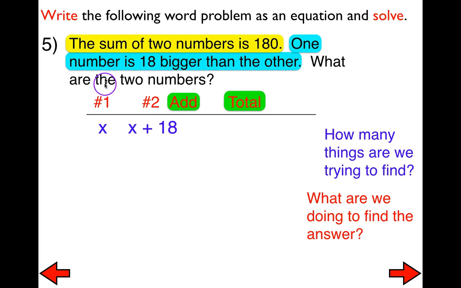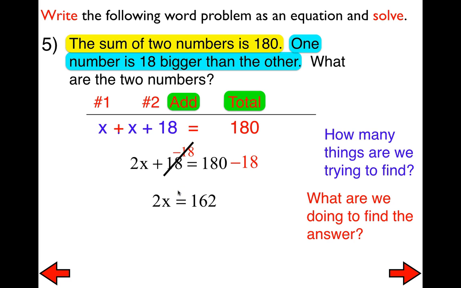Now it says the sum of these two numbers is 180. So if I were to add these two numbers together, it should equal 180. So now I have an equation. I just need to simplify what I have. x plus x is 2x plus 18 equals 180. First, you just got to get rid of your constant, leaving me with 2x equals 162. Get rid of your coefficient by dividing both sides by 2, and I'm left with x equals 81.